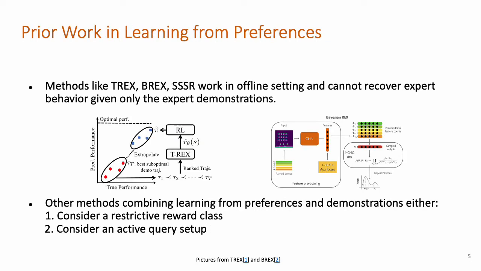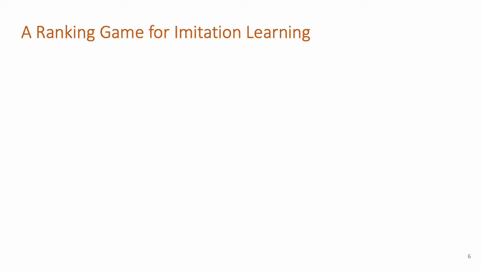Prior work in learning from preferences requires ranked trajectories and works in an offline manner. Given only expert samples, they cannot recover the expert behavior. Other methods that combine learning from preferences and demonstrations either consider a restricted reward class or work in an active query framework. We present a new framework for imitation learning in the form of a ranking game.